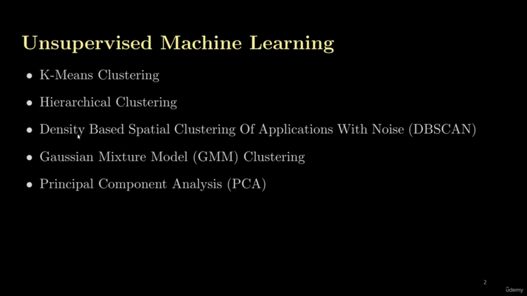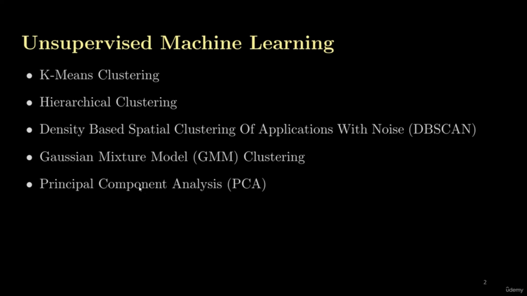Then we have the advanced form of clustering, which is known as density-based spatial clustering of applications with noise. And in short, we can call it DBSCAN clustering. Then we will have a special type of clustering, which is known as GMM clustering or Gaussian mixture model clustering. And finally, in this component of the course, we will learn about principal component analysis, or PCA.